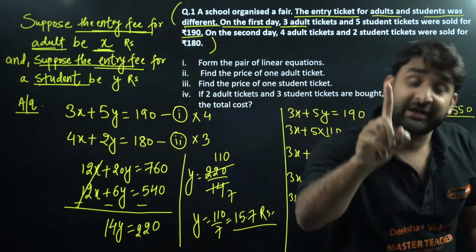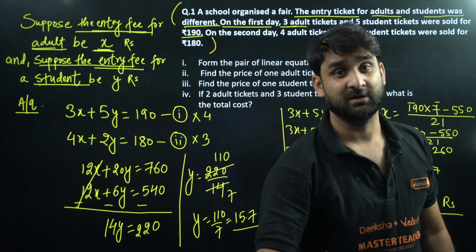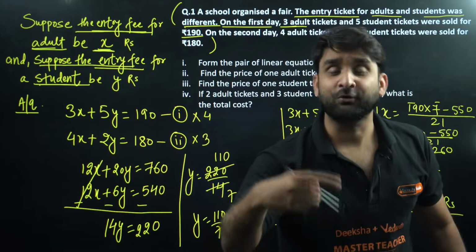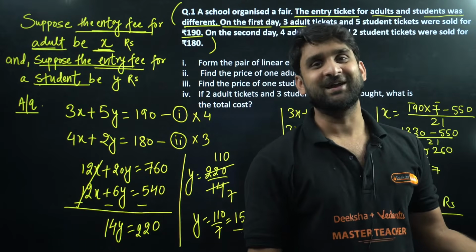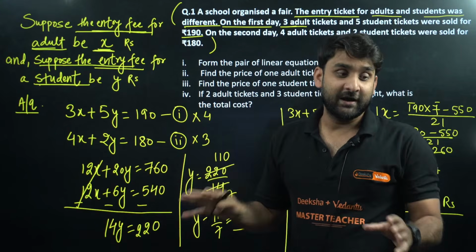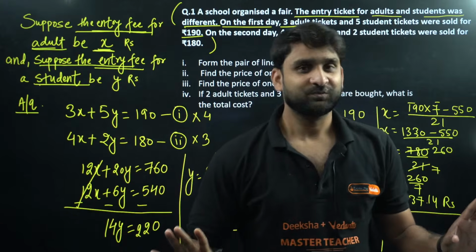Supposing X and Y is very important, then only you can form the equation, otherwise you cannot make the equation. And if the equation is not there, you cannot proceed with the solution. And if you cannot proceed with the solution, you cannot get the answer, right? So forming the equation is very important. And to form the equation, you have to suppose the variables, right?